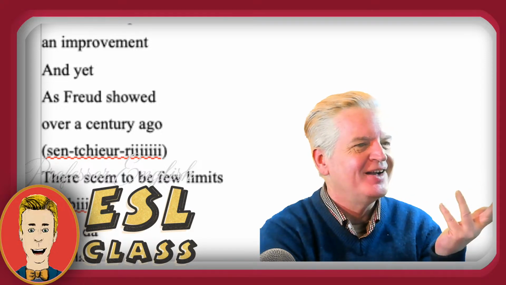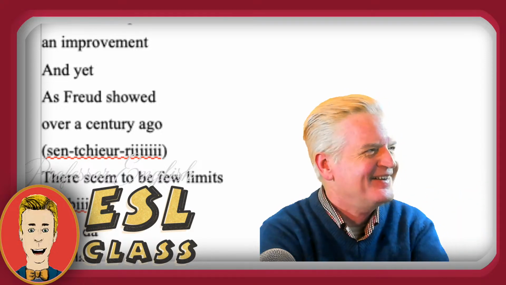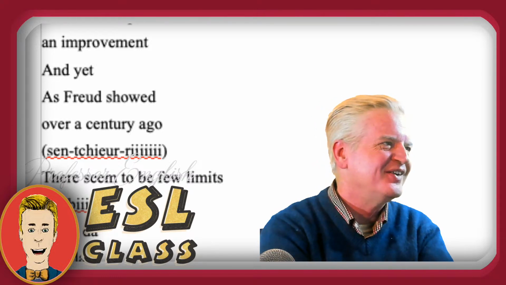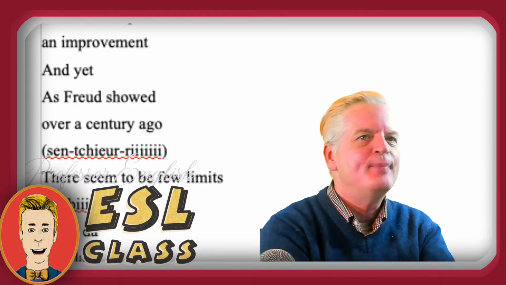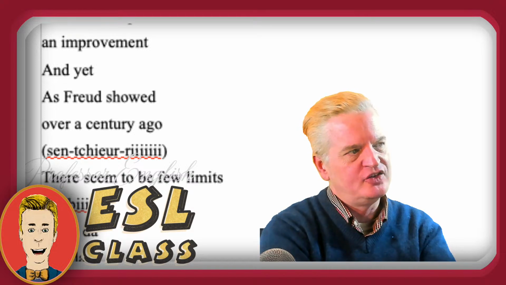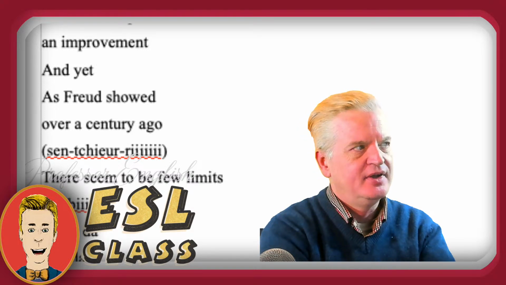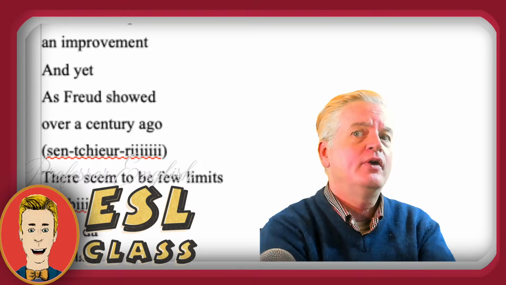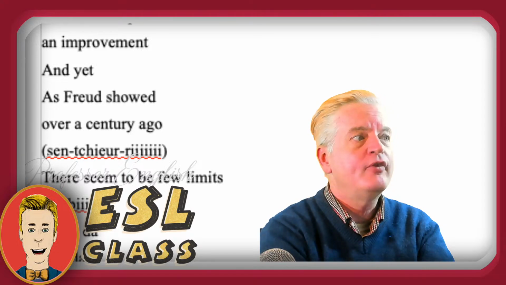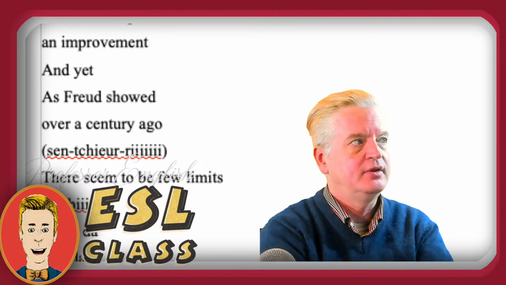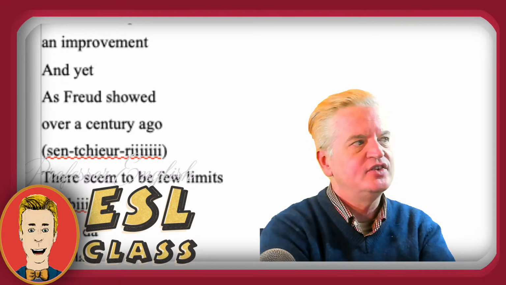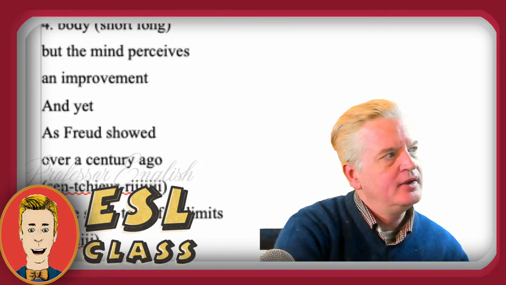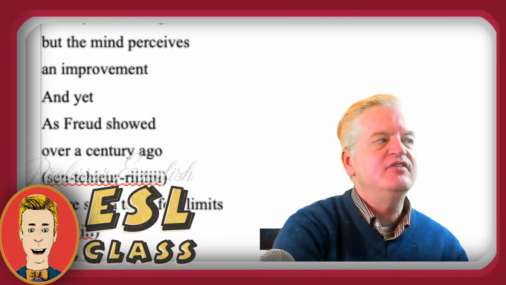I hope this is becoming obvious to you. Improve. It's very long. Improvement. What about ment? Is that short or long? That's short. So the word improvement is short, long, short. An improvement. Can you say that? Let's go back. But the mind perceives an improvement.